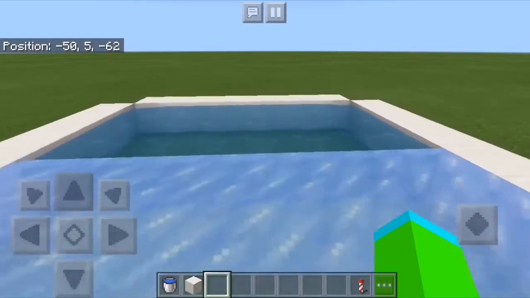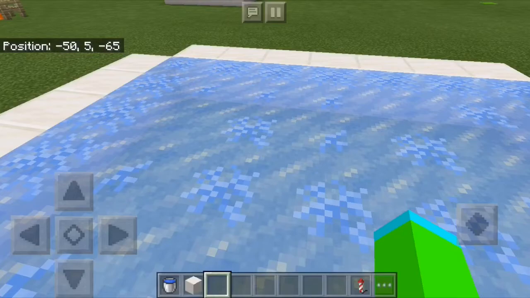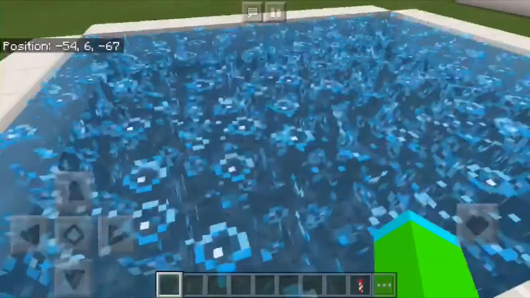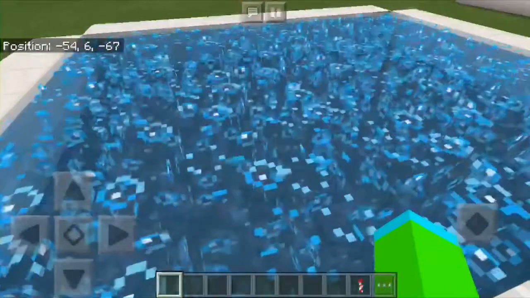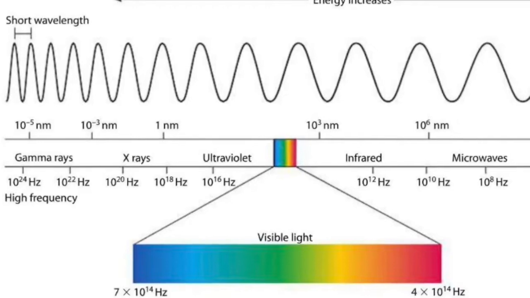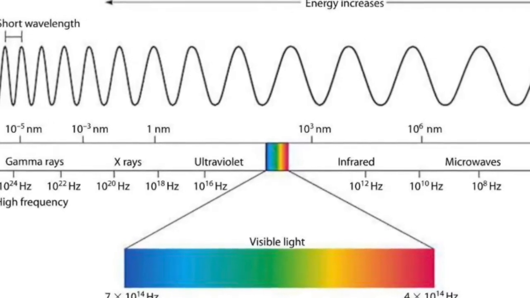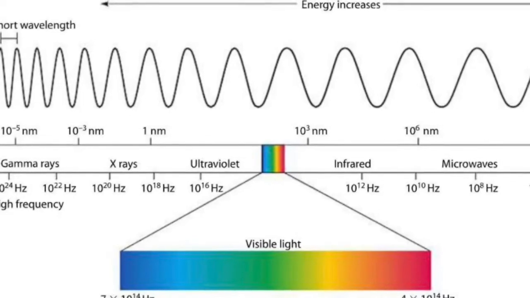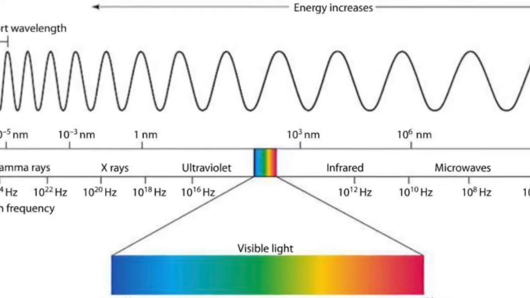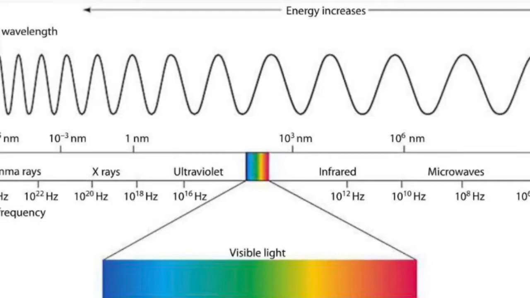Melting point is the temperature at which a substance melts. Boiling point is the temperature at which water boils. The electromagnetic spectrum is an arrangement of electromagnetic radiation according to their wavelengths. This includes radio waves, visible light from the sun, gamma rays, X-rays, ultraviolet waves, infrared waves, and microwaves.